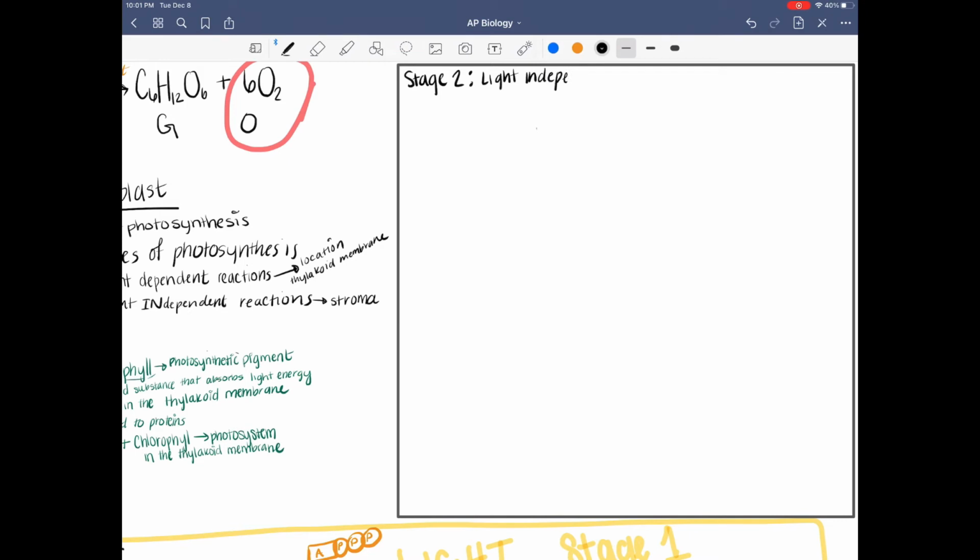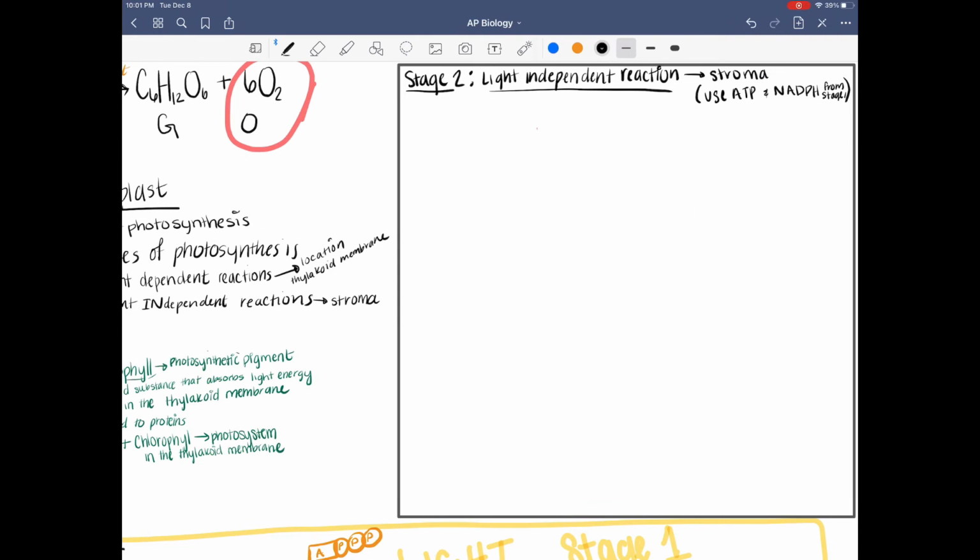This is our light independent reaction. So we're really going to take that NADPH and ATP and continue the process, and it's going to be happening in the stroma. This is the continuation from stage 1, where we can now finally make glucose.